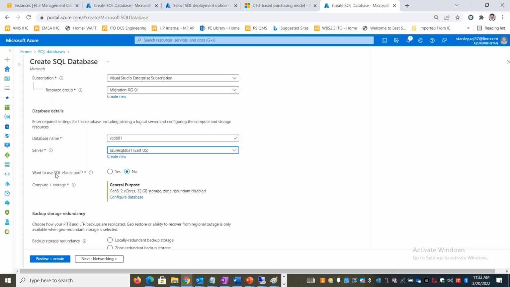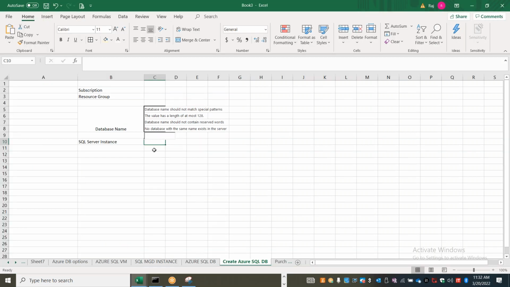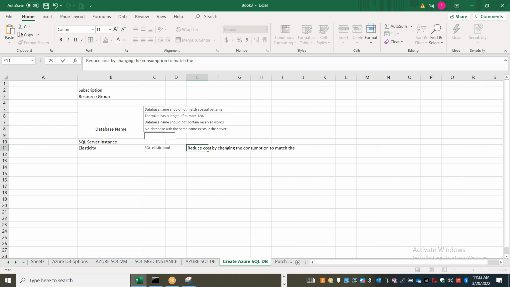Now, this option is an interesting option. If you have an application which will have a difference in database requirement, meaning in the morning it has very high transactions and in the evening very low transactions, then you need not reserve the size. Instead, you can go for the elasticity option, which will help you to reduce the cost based on the usage. Reduce the cost by changing the consumption model to match the business requirement.